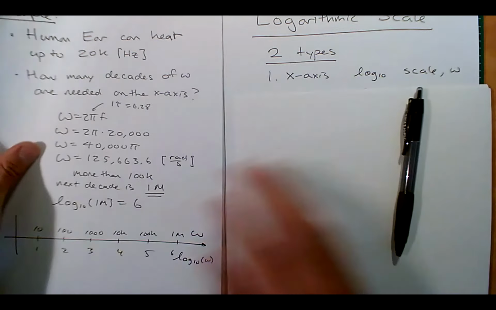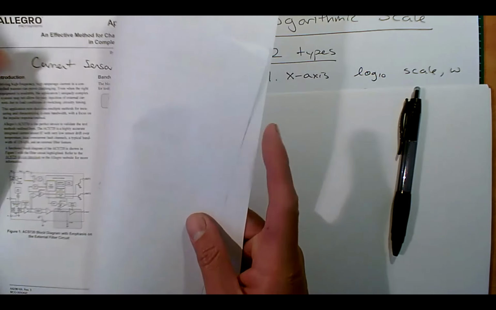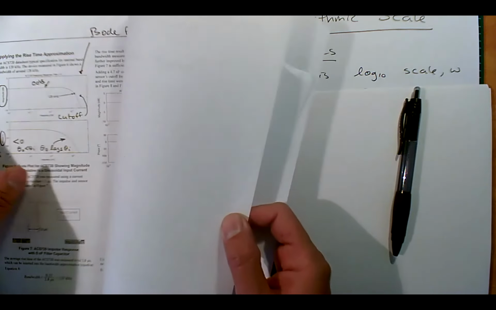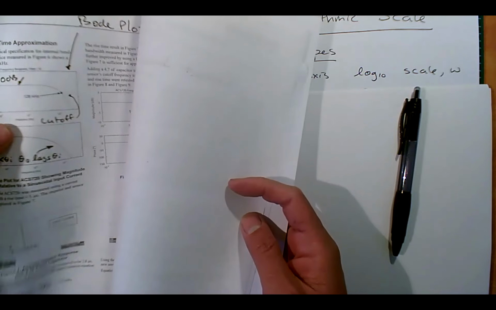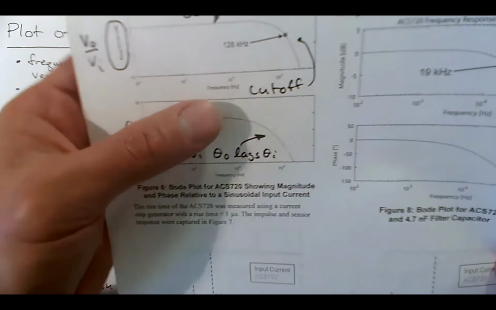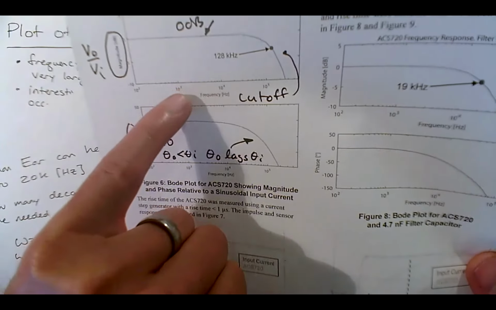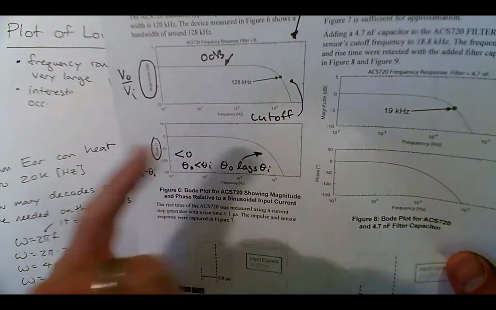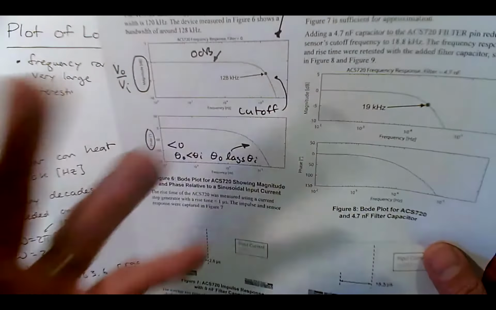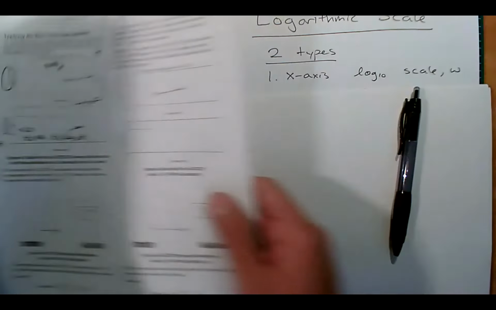And you saw that actually in that industrial data sheet. So if we look at the data sheet, look at this. Each tick here, maybe it's a little hard to see, but it has like 10 to the 3, 10 to the 4, 10 to the 5. Each one of these lines is a decade. Okay, so that's a decade. Now this one's in hertz, radians per second. It doesn't matter. It's still talking about the same physical quantity of frequency.